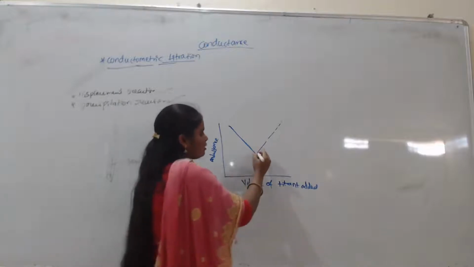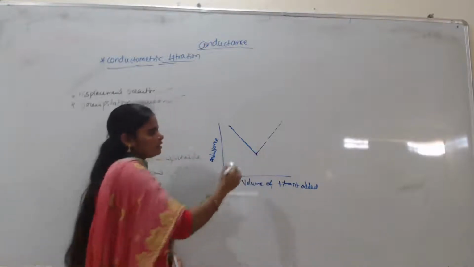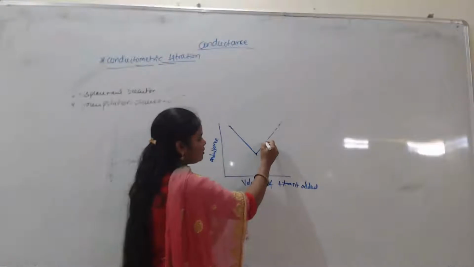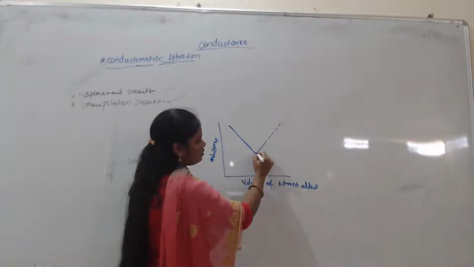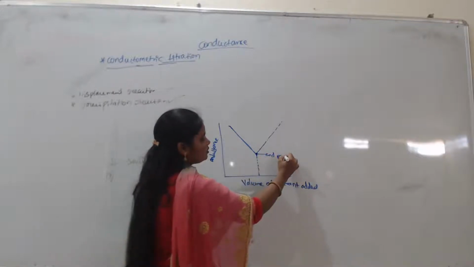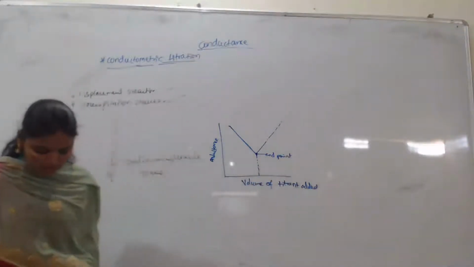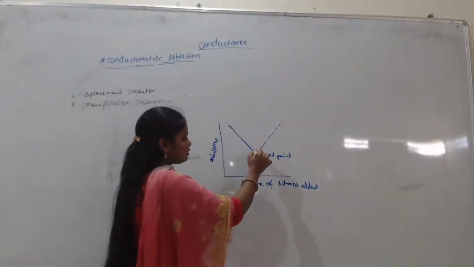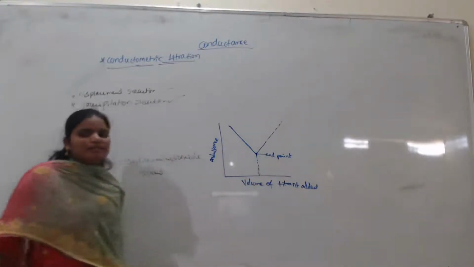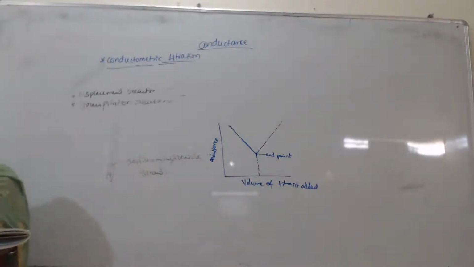curves intersect at this point, at this area, and this is known as the equivalence point or the end point. This gives the end point. The two linear curves intersect and give one point. That point is called the end point, and the corresponding volume of the titrant is required to neutralize the solution in the conductivity cell.